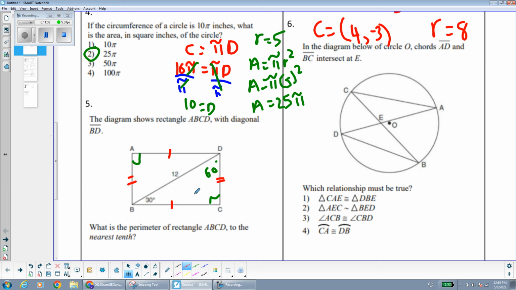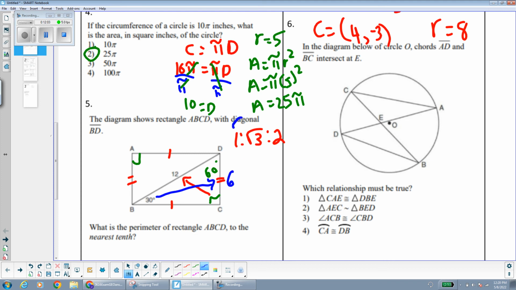So to find the sides, I know that in a 30, 60, 90 triangle, the sides are in the ratio 1 to radical 3 to 2. And we're given the biggest side here is 12 because it's across from the biggest angle, the 90-degree angle. So the shortest side is half of the biggest side. So that tells us that the shortest side across from the 30-degree angle should be 6.